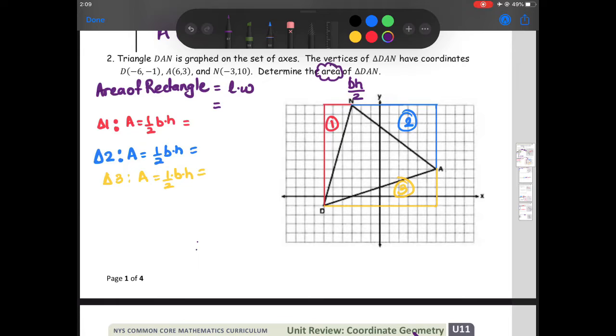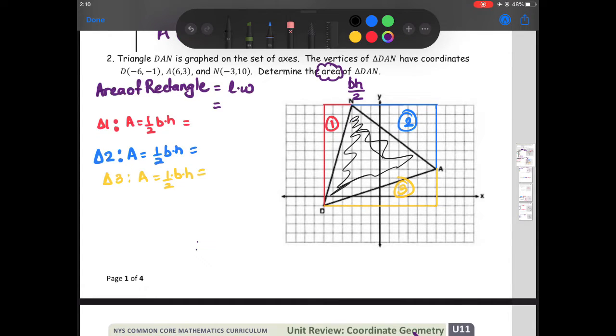Okay, so now triangle DAN is graphed on the set of axes. The vertices of triangle DAN have coordinates. They're given to you, which are already plotted. It says determine the area of triangle DAN. So we basically want to determine the area of this shaded region, like if I was to shade this triangle, right? How do I find that? Okay, since these are not straight lines, what's the formula for the area of a triangle? It's base times height. If you look at the base, it's not a straight line, so that can't really help.